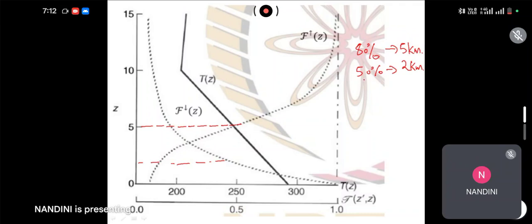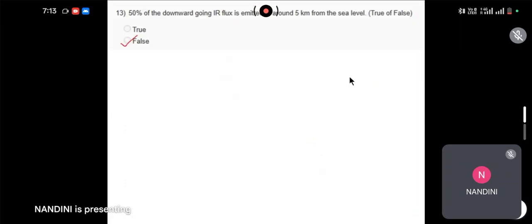The downward emitting infrared radiation mainly originates in the lower troposphere because most of it is emitted by water vapor, and most of the water vapor is concentrated in the lower troposphere. So in the case of downward emitting infrared flux, most of it is emitted from the lower troposphere itself. As we go up, it keeps decreasing. Whereas the outgoing long wave radiation is mostly emitted from the top of the atmosphere. So this is false.